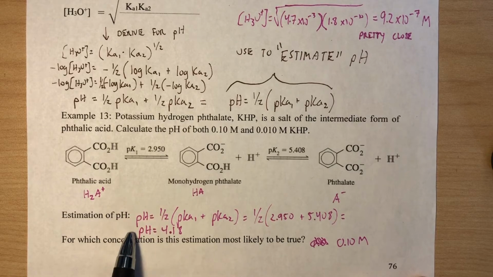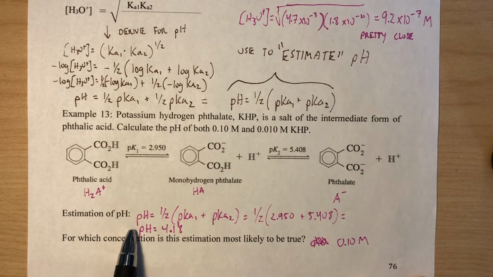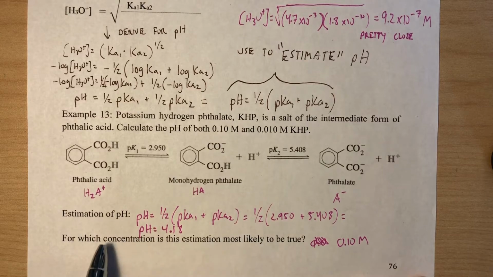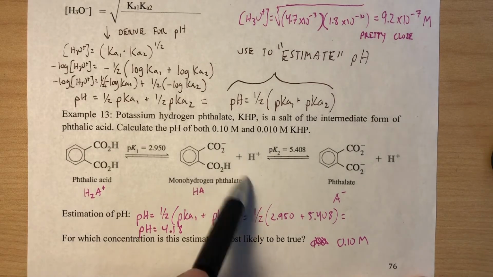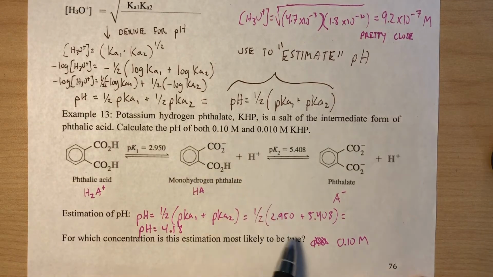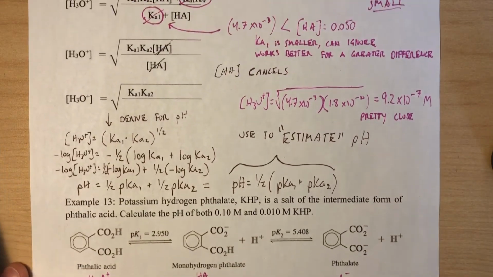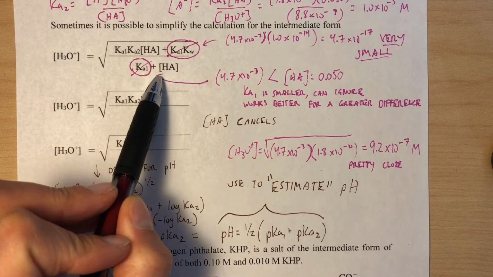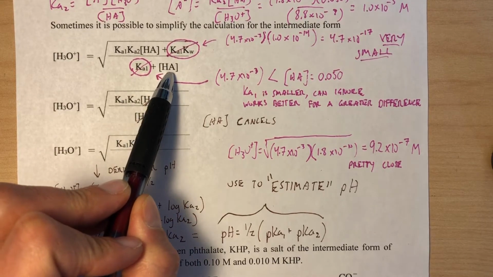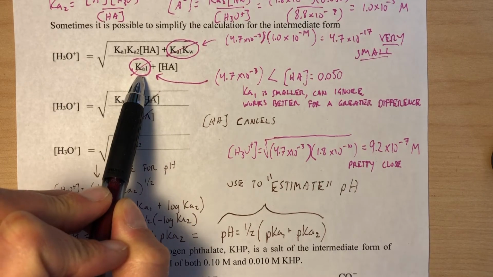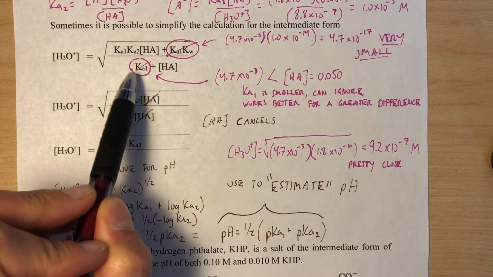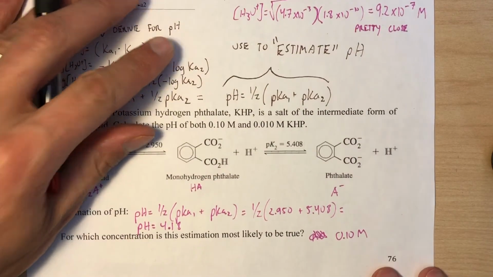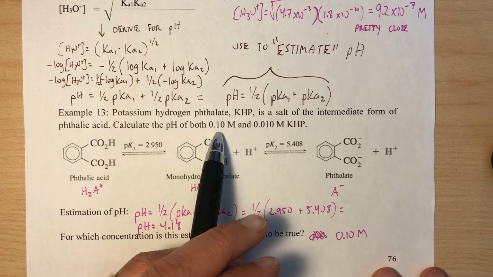What's really interesting about this is that it is not dependent on any of the concentrations of anything in solution. It's just the pKa's around the species that you're focusing on. So for which concentration is this estimation most likely true? Well, when we compare 0.1 and 0.01, it is most likely true for 0.1. Why is that? Well, we want the denominator in our first assumption to be as great of a difference as possible. So if HA is really, really large, and Ka1 is really, really small, that increases the likelihood that we can cancel out that Ka1. In some situations, Ka1 is really, really small, but the larger the HA, the better. So down here, we are simply going with the larger HA value.